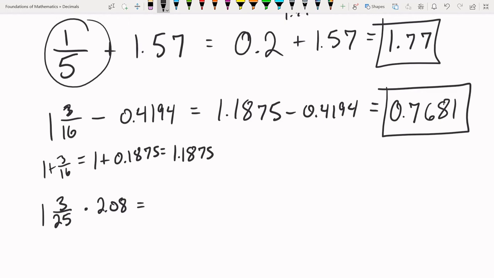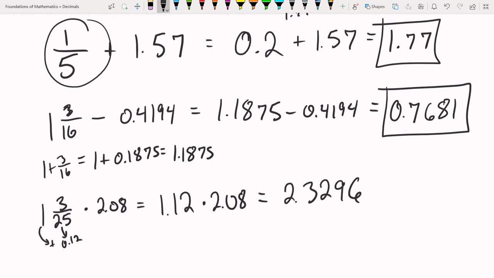3/25 is 0.12. So this is just 0.12, and then we have a 1 on top of it. So it's going to be 1.12 times 2.08, which gives 2.3296.